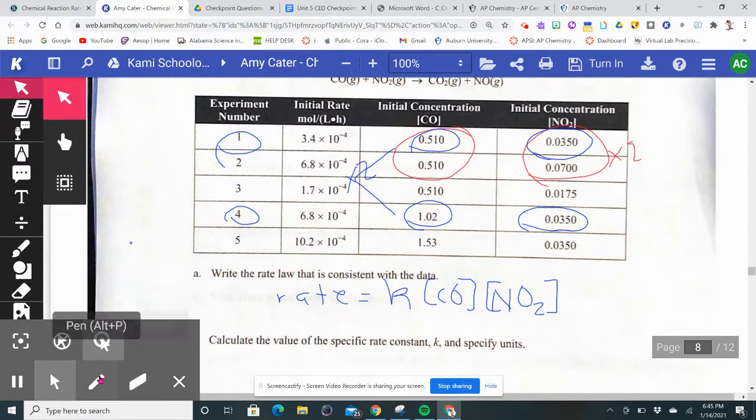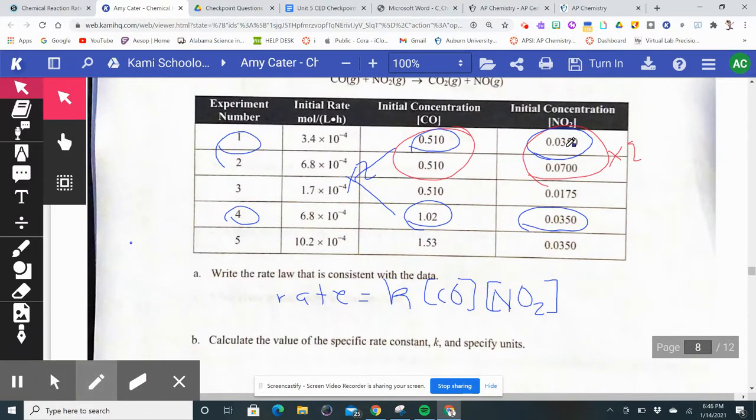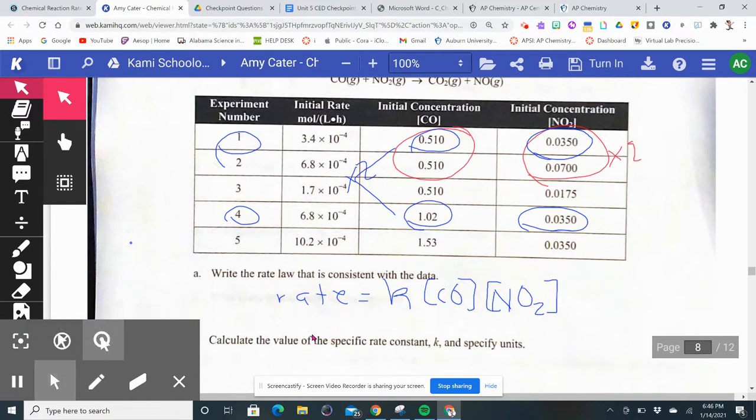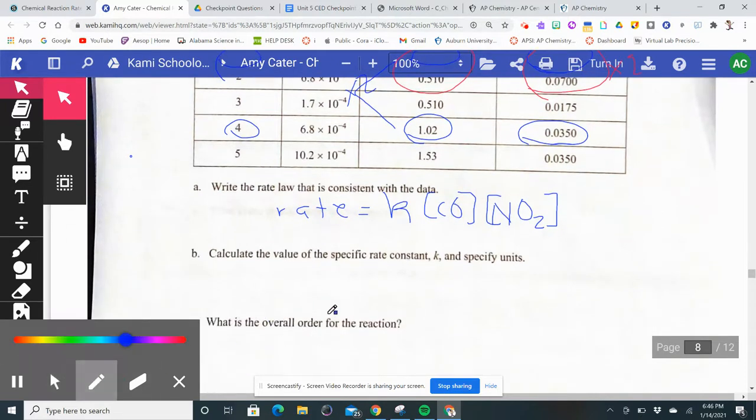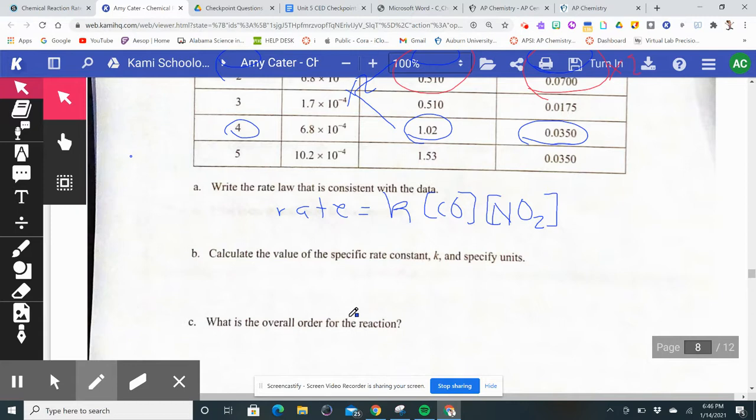So if we go back to our table, here we go. All right. So rate increases by 2. That's a direct relationship. So that means that's first order. Question B, calculate the value of the specific rate constant K. All right, so to do that, what we're going to do is just rearrange that rate law for K. All right, so algebraically, we're just going to take K and solve it, get it by itself. So we're going to have rate over the concentration of CO times the concentration of NO2.